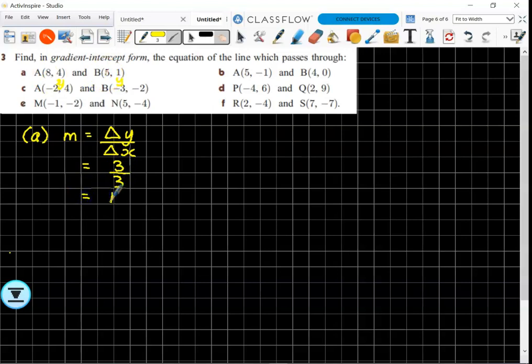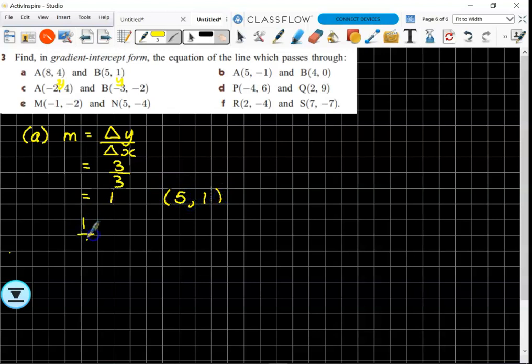Now, what point should I use? Grace might go, I'm just sticking with the first point. I'm going to use that. Eugene might go, no, I want to use 5, 1 because they're smaller numbers. If you've got a pair where there's no negatives and the other one does have negatives, you could go, oh, I hate negatives, I'm going to use all positive. It doesn't matter. You could use either point. You'll get the same equation. Okay? So shall we use 5, 1?